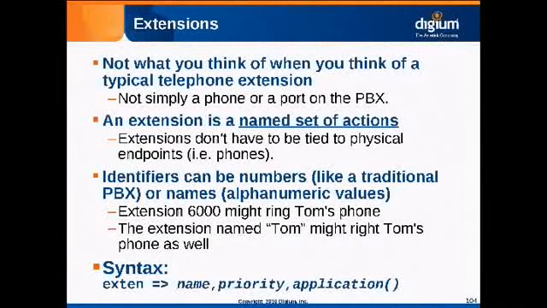Okay? So again, the syntax is the word extend, a little arrow formed by an equal sign, greater than sign, then the name or number of that extension, comma, the priority number, comma, and then the application and any parameters or arguments that you pass to the application in parentheses there. Okay. So we talked a little bit about priorities, but now I want to talk a little bit more about priorities. So you can have multiple steps within an extension. First do step number 1, then do step number 2, and then do step number 3.